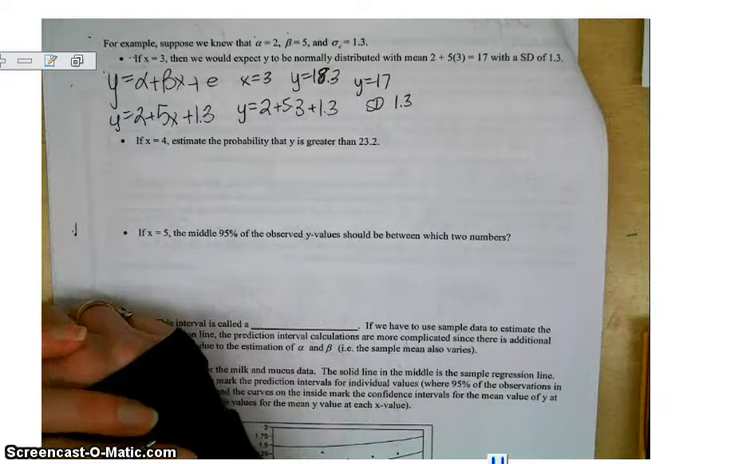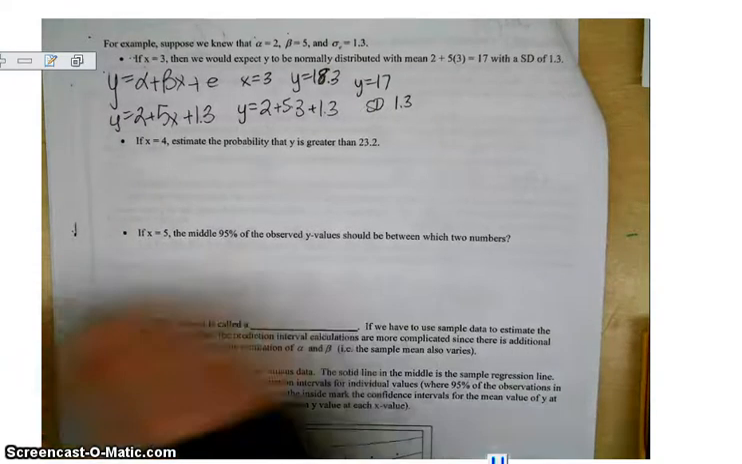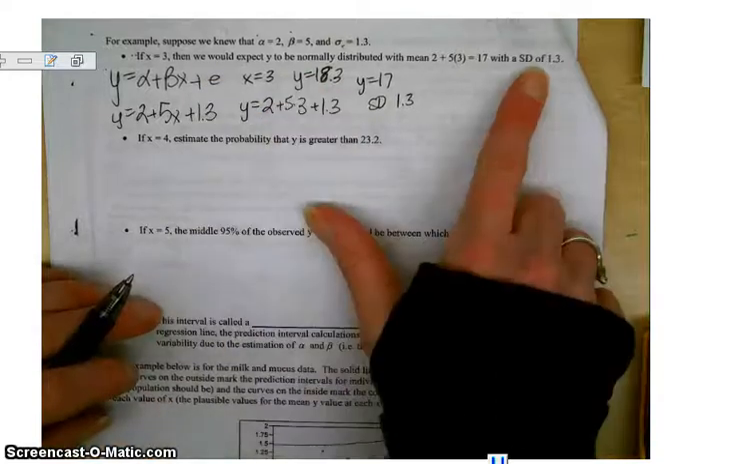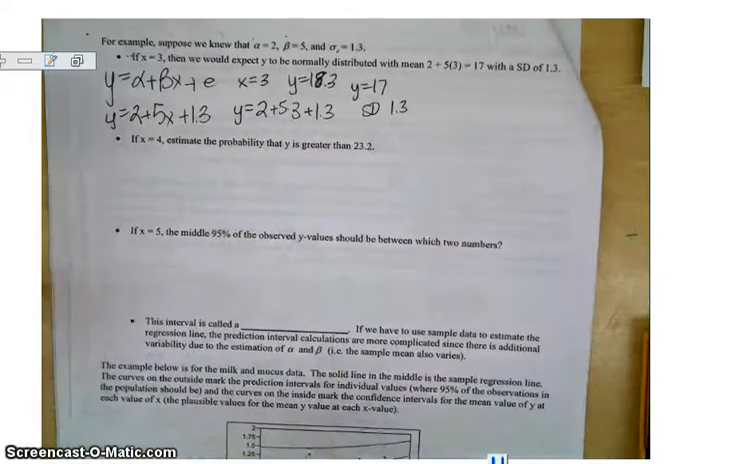What? So the answer is yes. There's not a question. Nope, this was an example.